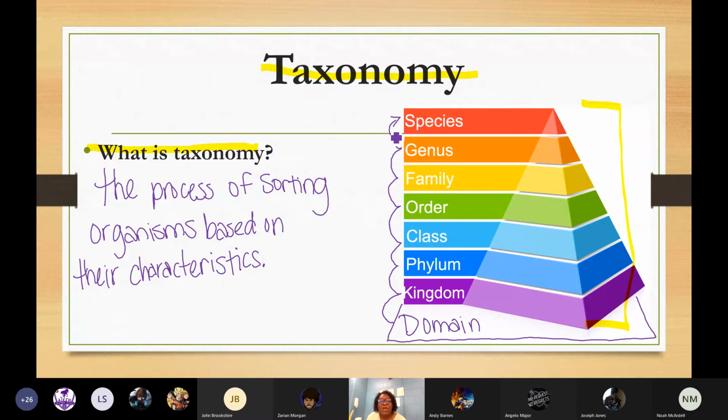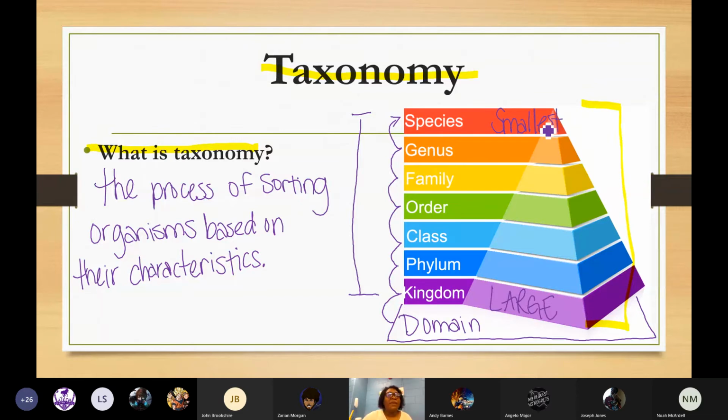And if someone would please turn on your mic and let me know, what do you see happening with the size of these groups the higher we go up the pyramid? They're getting smaller. Very good. Yeah, those groups are getting smaller. And so what we'll find here, our groups go from large to smallest.